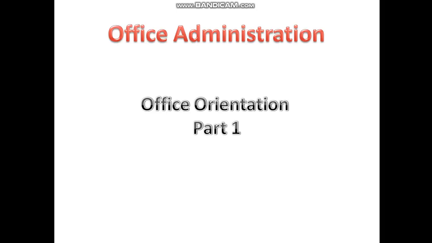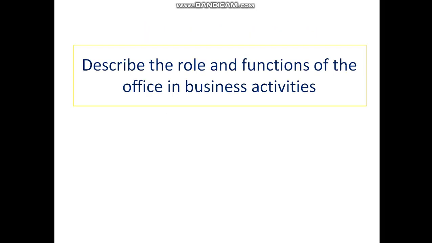This is going to be the first part in Office Orientation, where we're going to explore all the content that falls under Office Orientation. First, we're going to look at the first specific objective that CSEC set out for us within this section of the syllabus, which is: describes the roles and functions of the office in the business activities.